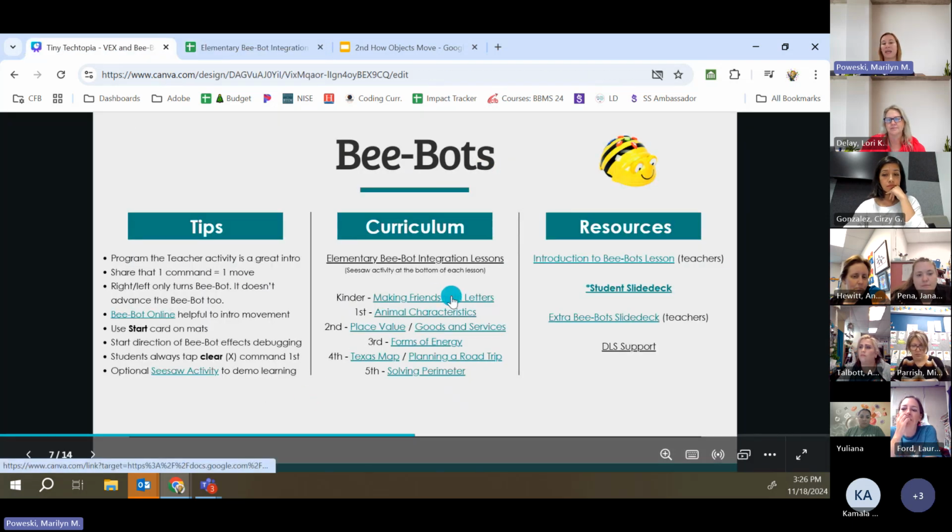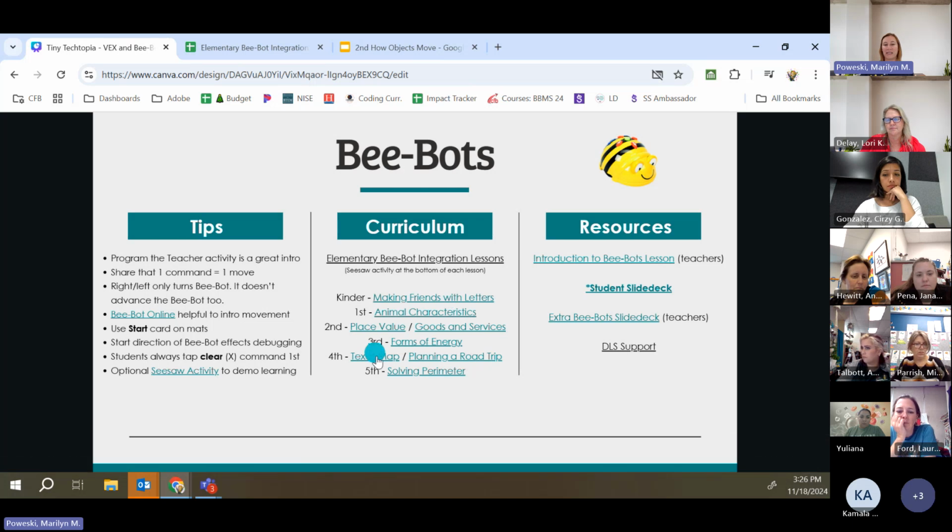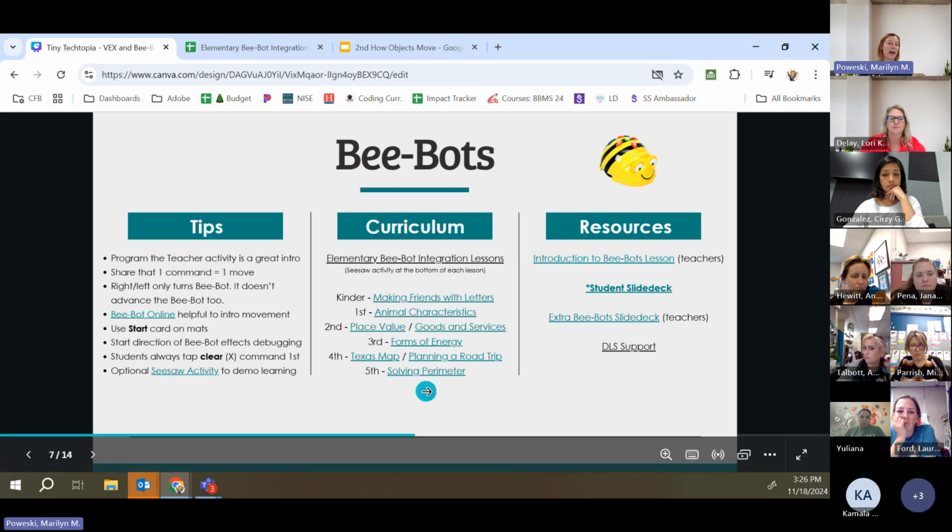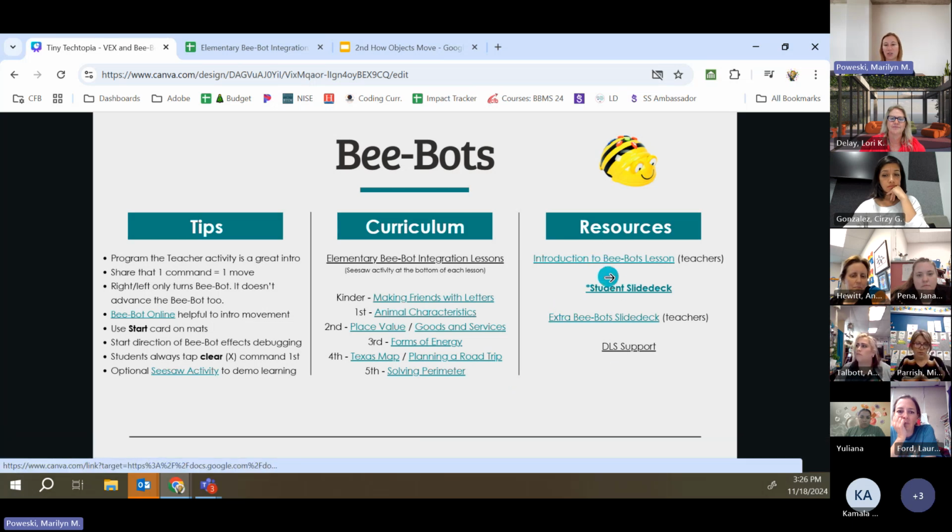So kindergarten, again, making friends with letters, second grade, place value, fourth grade, Texas map, fifth grade, solving perimeter. So lots and lots of options there. There are some resources here on the right-hand side, an introduction lesson for teachers.